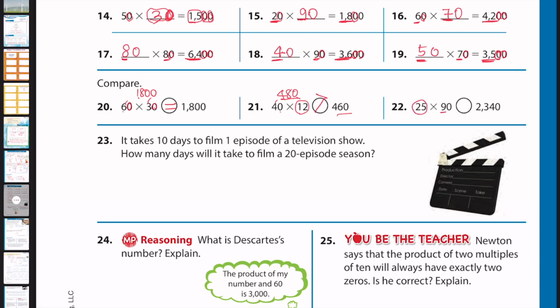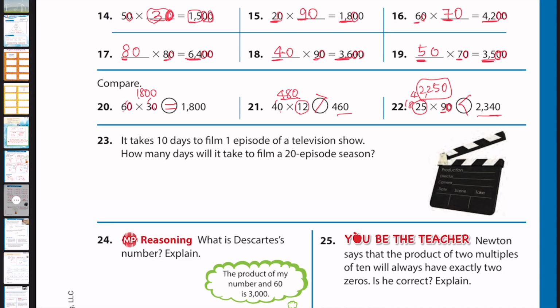25 times 9, and then I'm going to add one more zero at the end. So 9 times 5 is what? 45. I'm going to carry 4 up here, and 9 times 2 is 18. That's 22, and then I need to add one more zero. So compare these two numbers, this and that. Yes, you need less sign.